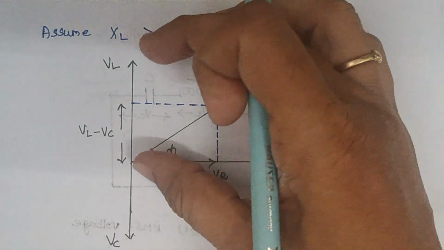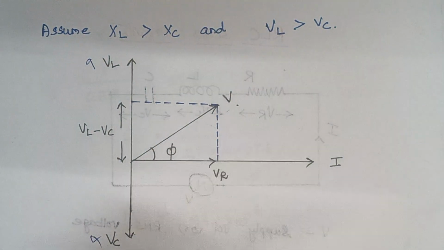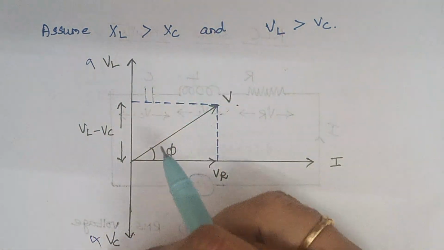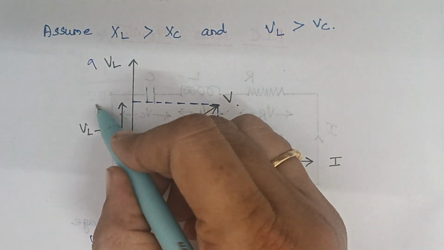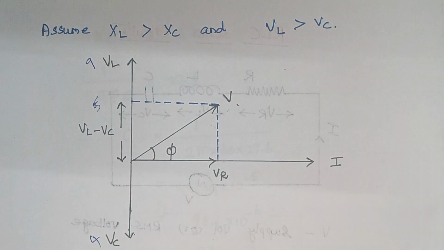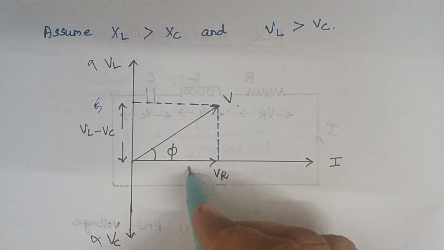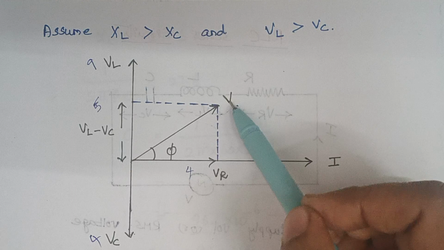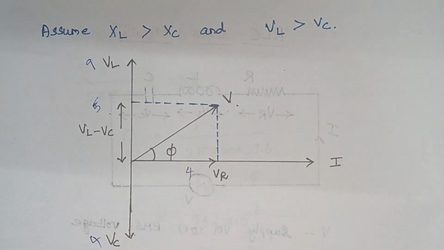Right. For example, consider this VL as some 9 and this VC as some 4. Okay. Then what happens? VL minus VC, that is 9 minus 4, will give the value as 5 here. Right. So for example, here 5 and here we are having some 4. So what will be your V? V squared is nothing but 5 squared plus 4 squared.